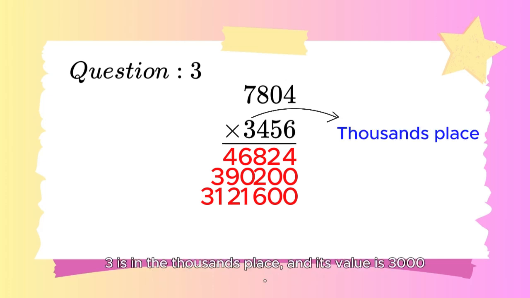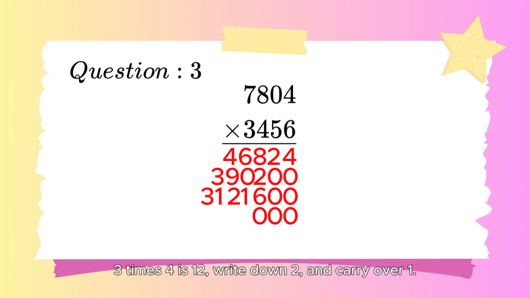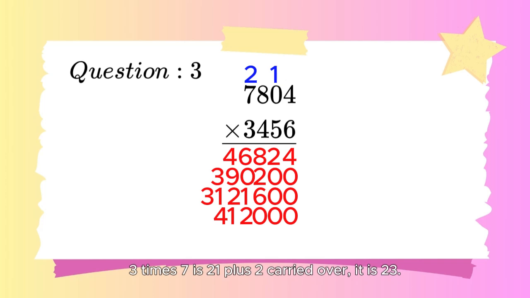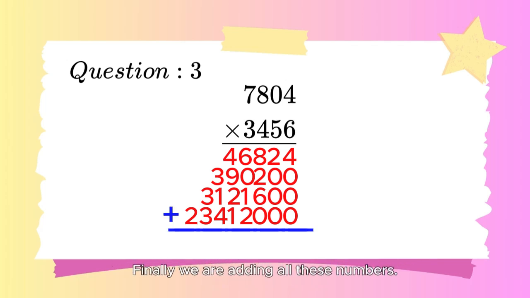3 is in the thousands place, and its value is 3,000. So we put 30. 3 times 4 is 12. Write down 2 and carry over 1. 3 times 0 is 0 plus 1 carried over. It is 1. 3 times 8 is 24. Write down 4 and carry over 2. 3 times 7 is 21 plus 2 carried over. It is 23. So 7,804 times 3 is 23,412, shifted 3 places left, which is 23,412,000. Finally, we are adding all these numbers.